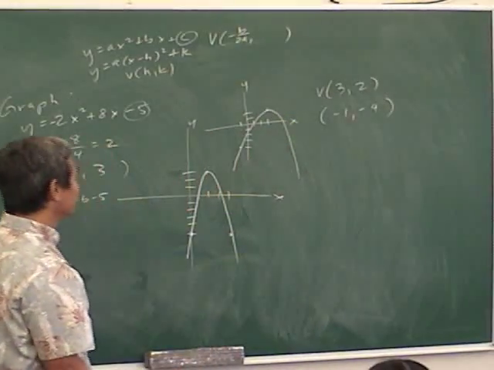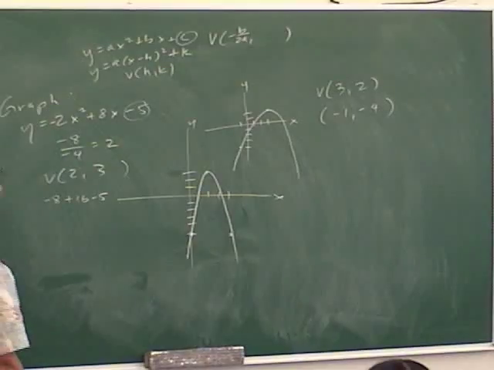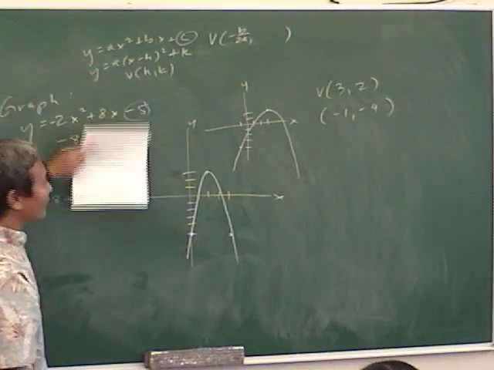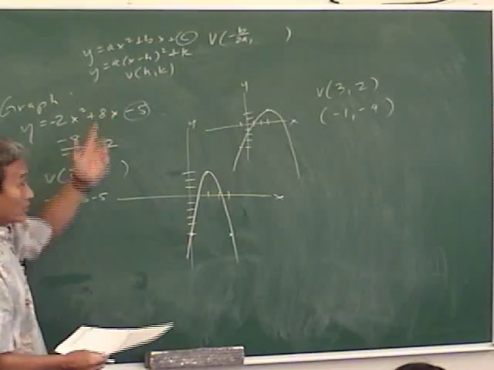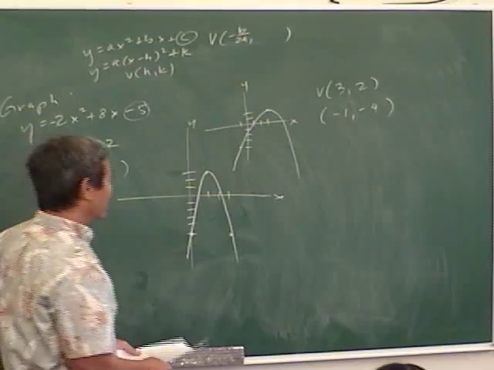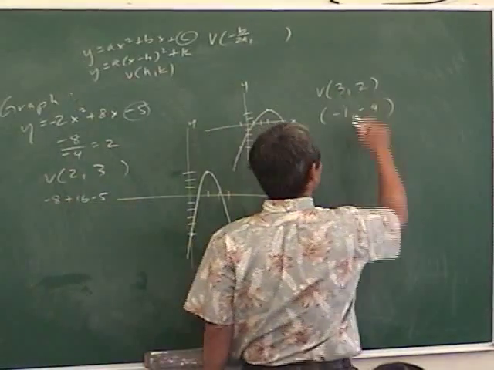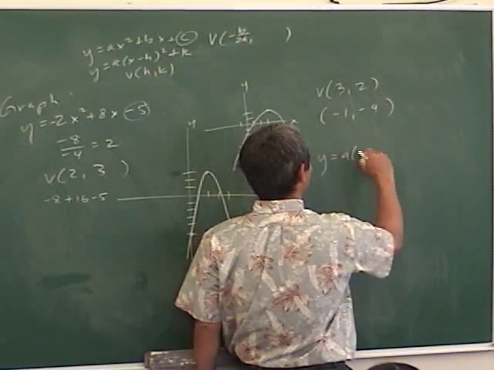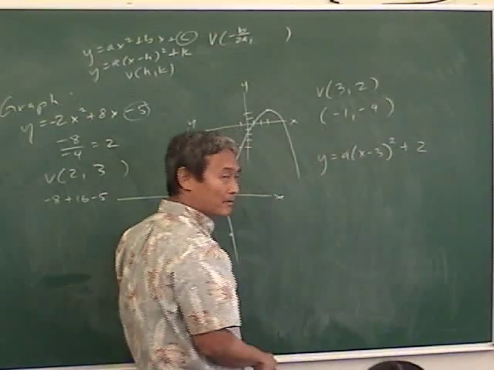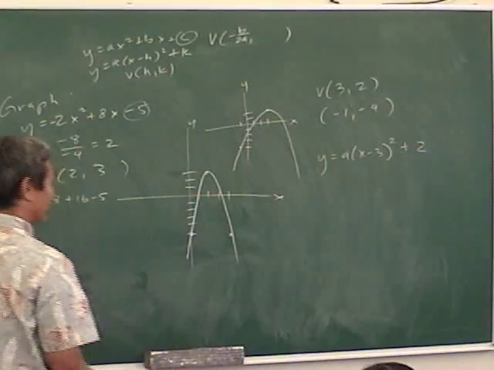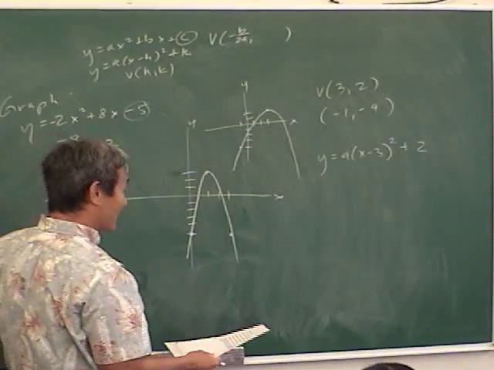So what do I do? Should I use this form or the second form? If you know the vertex of the parabola, you should use the vertex form. Since I know the vertex is 3, 2, the equation is going to be a times (x minus 3) squared plus 2. Don't forget to put the square. A lot of people forget to put the square, and they get a lot of points off because then that's not a parabola anymore, it's a line, right?